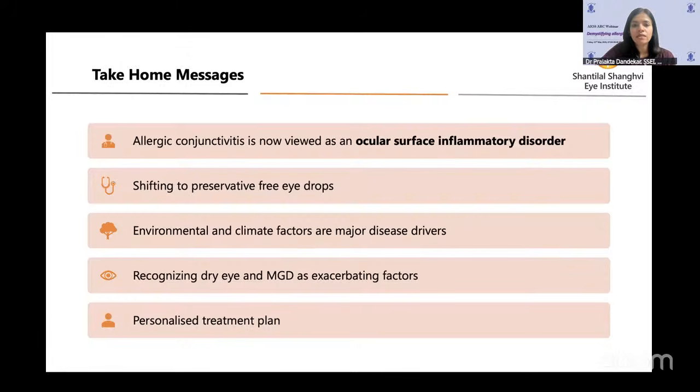My take-home message is that allergic conjunctivitis is now viewed as an ocular surface inflammatory disorder. We should be shifting to preservative-free eye drops. Environmental and climate factors need major consideration. Recognizing dry eye and meibomian gland disease as exacerbating factors should always be kept in mind, giving personalized treatment to the patient. Thank you.